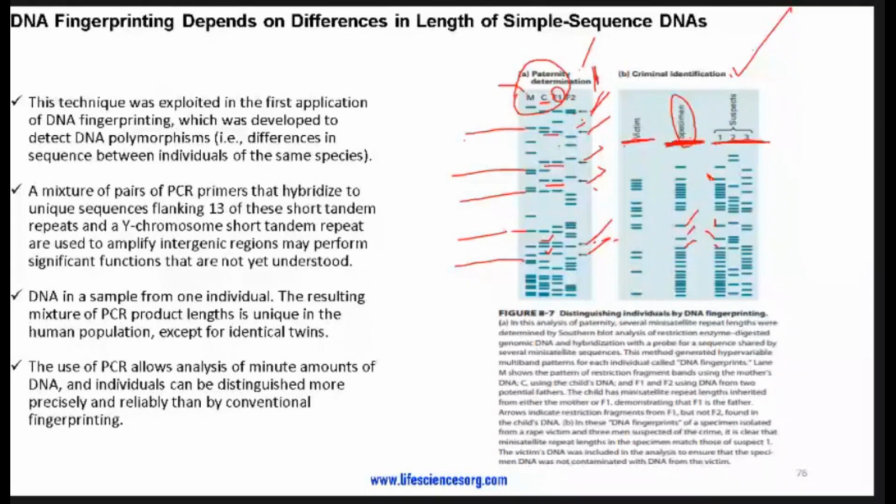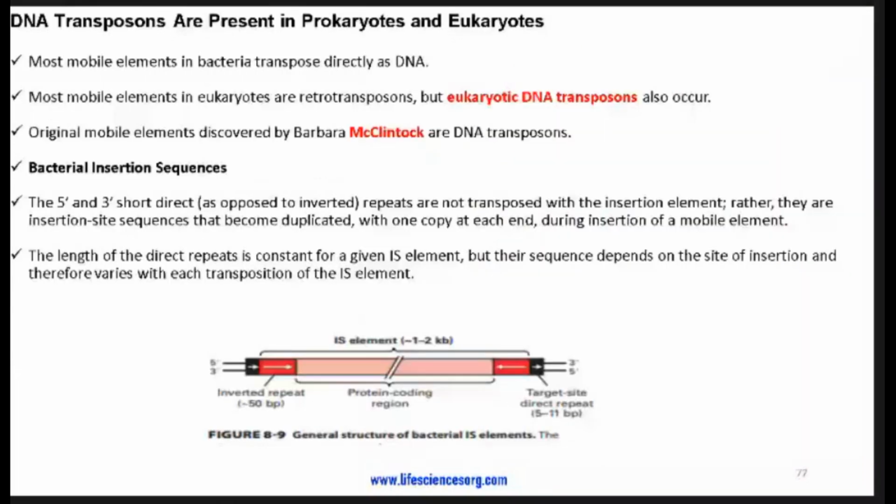It means the specimen found from the site of crime is the specimen of suspect 1. So from this DNA fingerprinting data, we know that suspect 1 was actually present at the site of crime, and maybe suspect 1 has committed the crime. This way, criminal identification is facilitated by DNA fingerprinting. Okay.